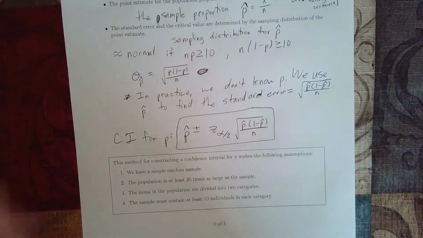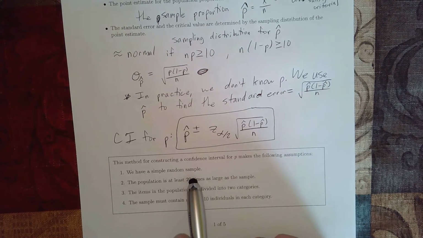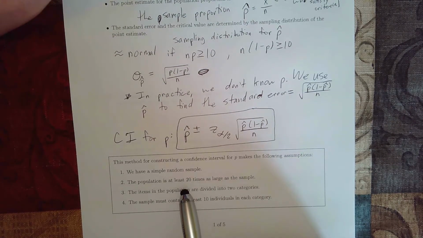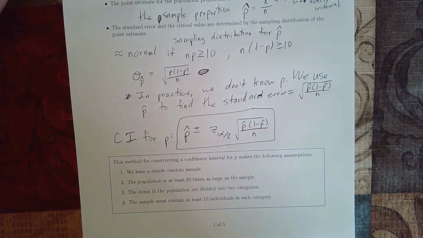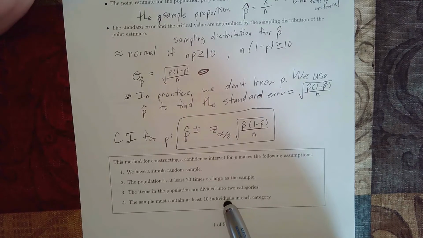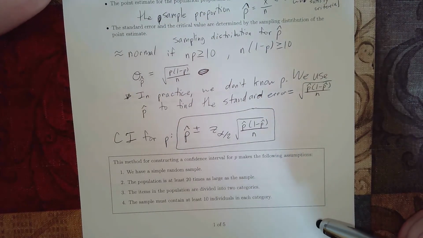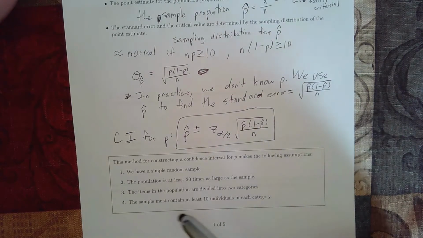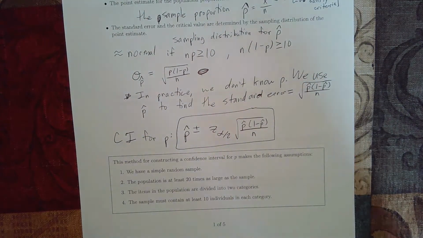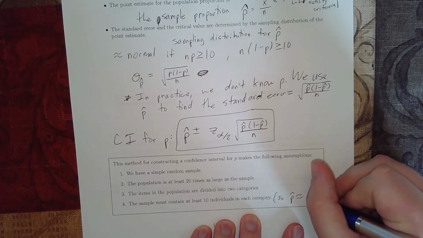So when we're making a confidence interval for the population proportion, we're making the following assumptions. First, we have a simple random sample. Second, our population is at least 20 times as large as the sample. So we need to have our sample really be a very small portion of the population. The items in the population are going to be divided into two categories, a success category and a failure category. And the sample must contain at least 10 individuals in each category, and this is so p hat is approximately normal.